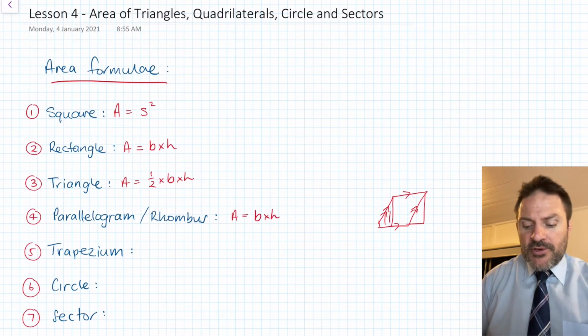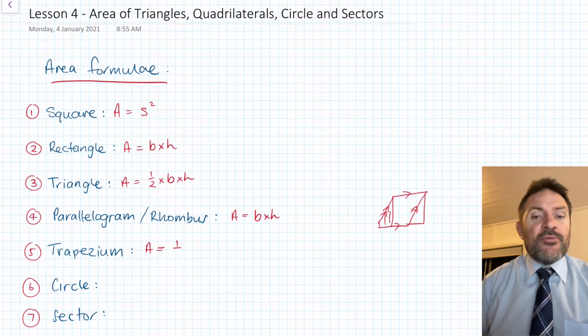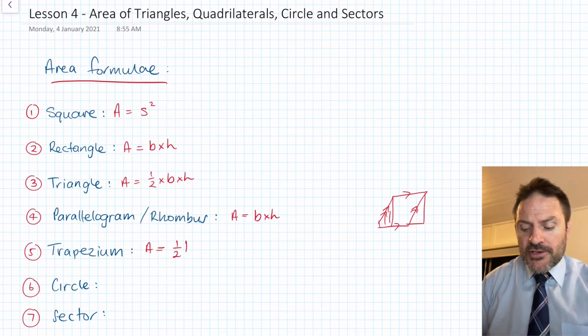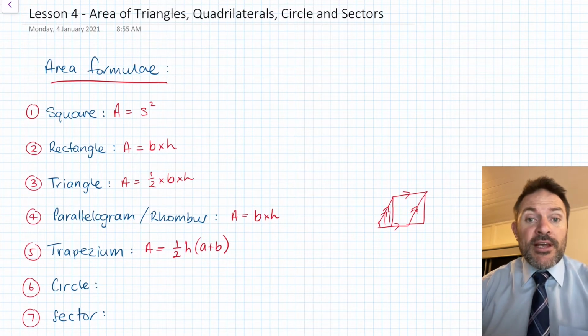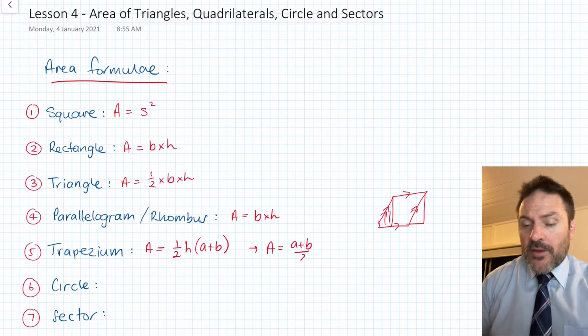The trapezium is usually the one that a lot of boys do struggle with. There's a couple of ways we can write that. We can say half of h times (a plus b). That's the form that the formula sheet usually has. I probably prefer (a plus b) over 2 times by the height.